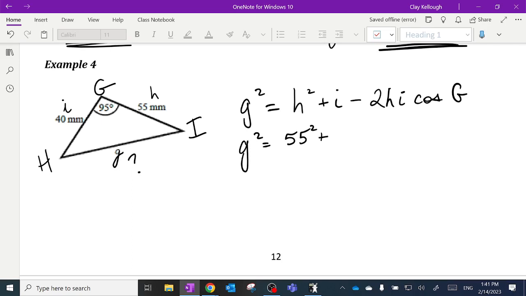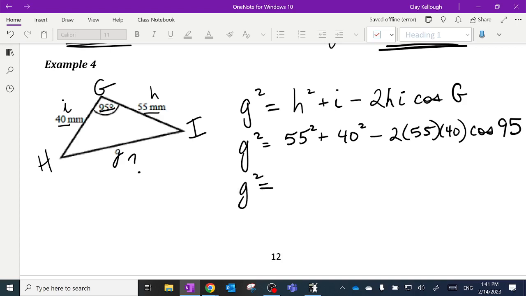So G squared is equal to 55 squared plus 40 squared minus 2 times 55 times 40 times the cosine of 95 degrees. And again, notice, how would I know this is a cosine law if I wasn't on the cosine law lesson? Because it's side, angle, side. Sine law would not have worked.